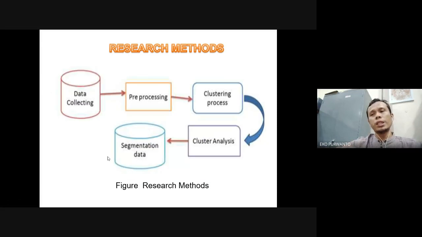Research method. This is the research method. First is data collecting, after data collecting, then pre-processing, and the clustering process, and then cluster analysis, and then segmentation data. This is the research method in my research.